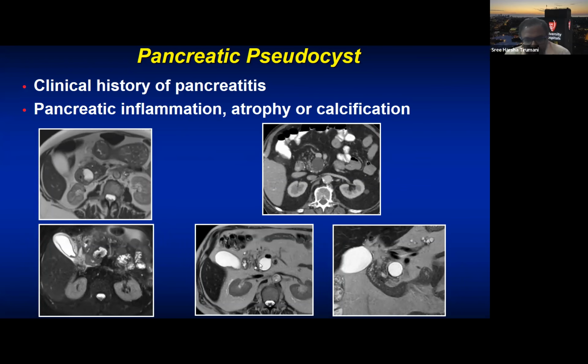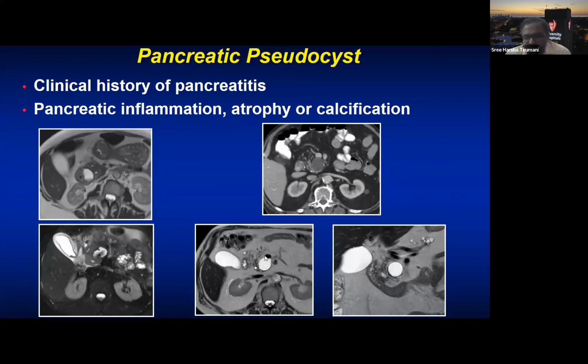Like in this case, you see a very nice unilocular cystic lesion, but when you look at the CT, you have these foci of calcification. Now, can this be a mucinous cystic neoplasm? Yes, it can be, but this patient had a history of pancreatitis. So we'll probably give the benefit of doubt. And there is severe atrophy of the pancreas, which doesn't happen in the mucinous cystic neoplasm.